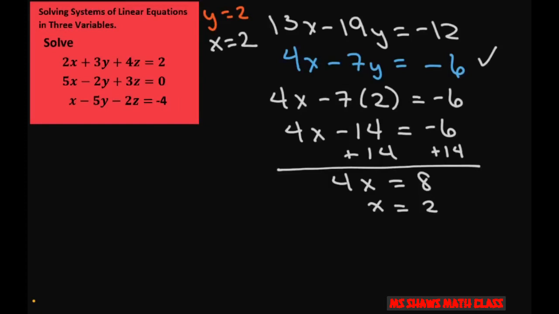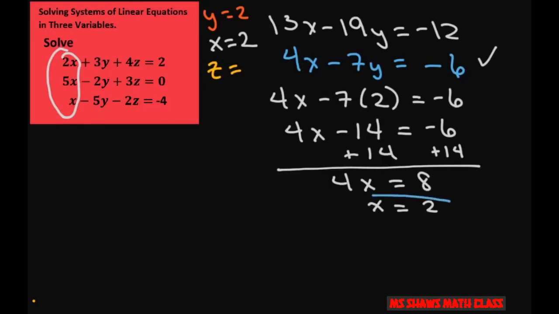See, that first part was the hardest because we had those big numbers. It might have been easier to actually eliminate the x first, but it doesn't matter which ones you eliminate. But sometimes it's easier if you do it a different way.